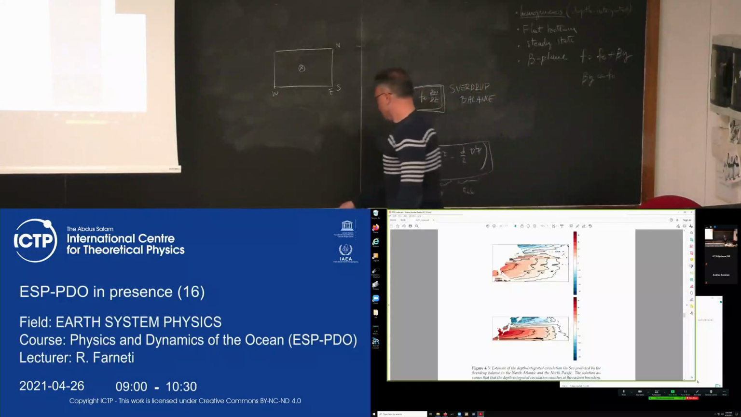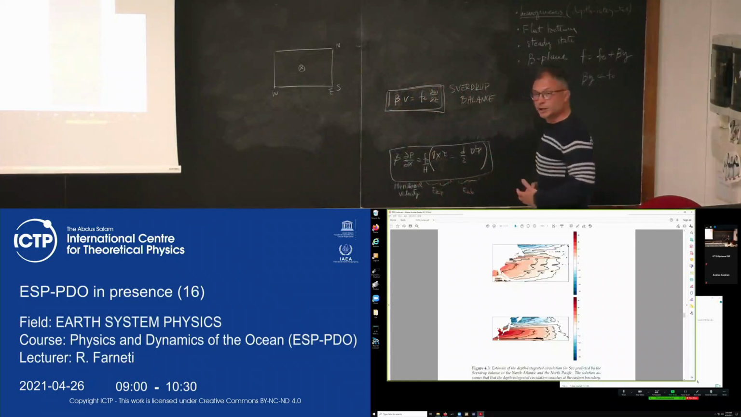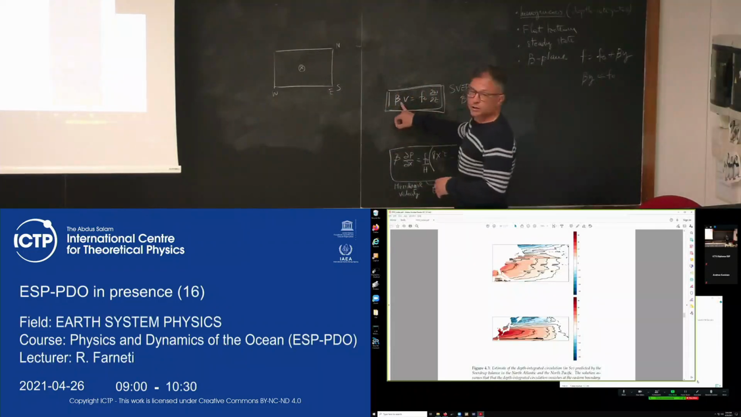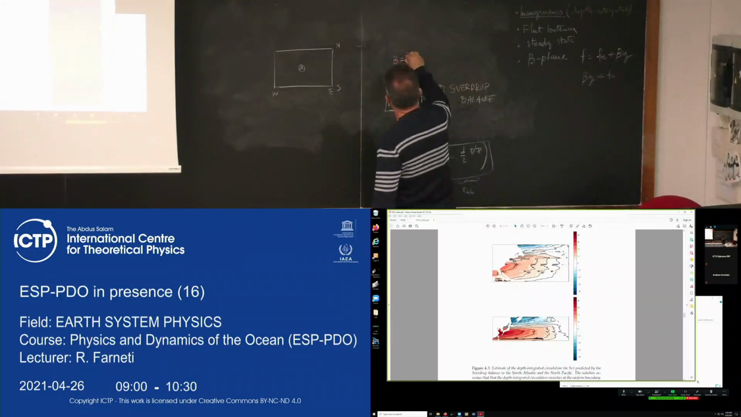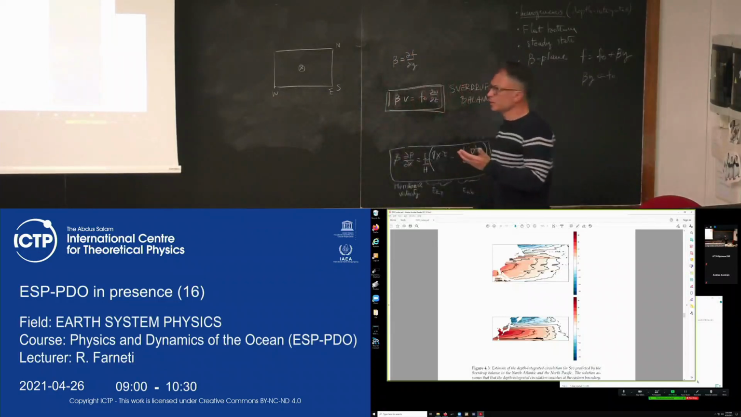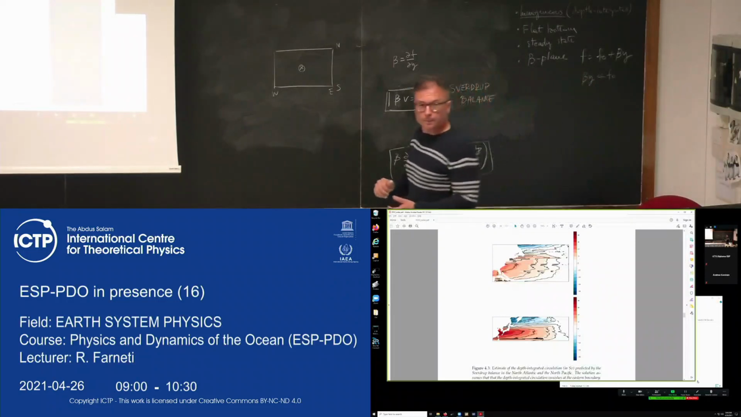And with that, the interior of the ocean will respond by changing planetary vorticity. Okay, so eta, which is nothing but change in planetary vorticity. So you are squashing down the layer.